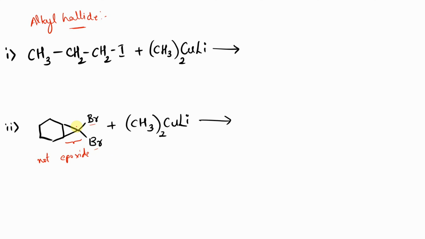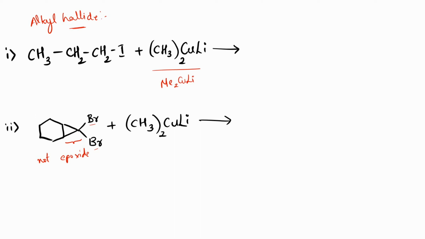One point before starting the example: throughout the Gilman reagent process, I have considered only one type of Gilman reagent, that is (CH3)2CuLi, which is also written as Me2CuLi. Here you can prepare any type of Gilman reagent. It doesn't matter if you are using CH3, a methyl cuprate lithium, or you can also use ethyl or propyl. For simplicity of the examples, I am just considering CH3 as the alkyl group here. You can take any example of a Gilman reagent.